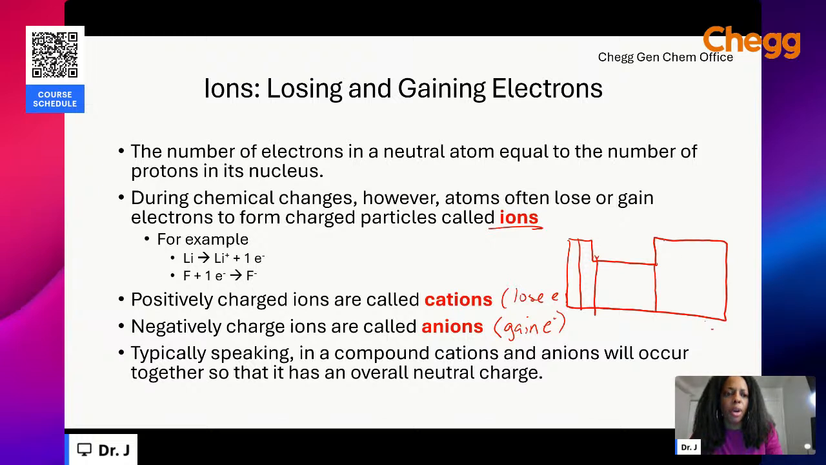Now this trick will work for what are called our main group elements, which are our first 2 columns on the left-hand side, and then those last 6 on the right-hand side. So each group basically tells you how many electrons are in their valence shell. We won't worry about this transition section right here. Don't worry about that section right now for this process. But if you're in group 1 or column 1, that means you have 1 electron.